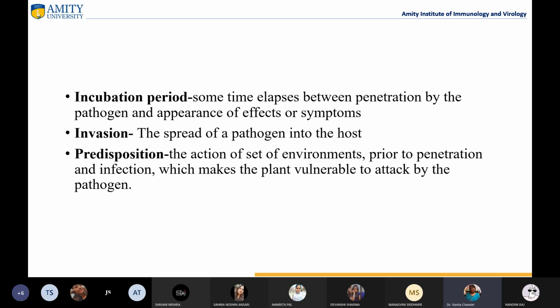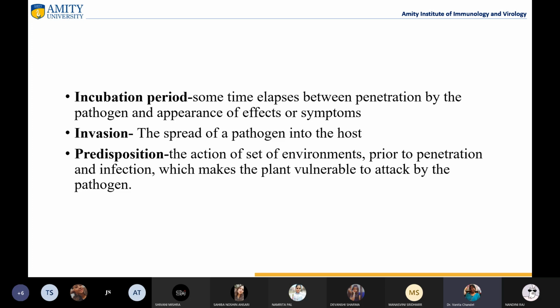Invasion means how it is spreading in the host, how it has invaded the host. So once it has gone inside the host, how is it moving inside, how is it invading different cells? It is forming infection pegs, it is forming haustoria, and it is invading the different cells. Like in fungi, they form haustoria. So how is it doing that?